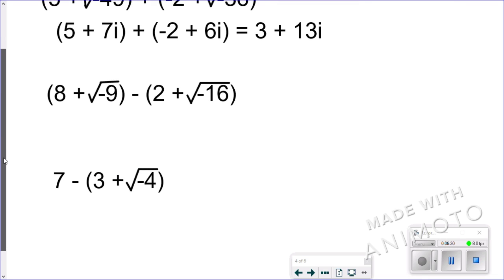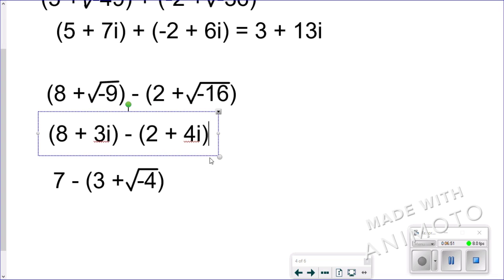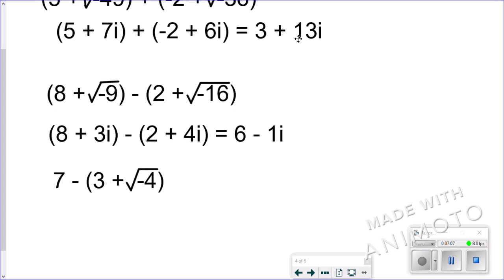So here with subtraction, just like adding, you subtract like terms. We do have to simplify it first, and this will go to 8 plus 3i. Square root of -9 is 3i, because take the i out, square root of 9 is 3. And then we have -2 plus 4i. And then again, subtract like terms. So we have 8 minus 2, which is 6. And then we have 3i minus 4i, which is -1i, or just -i. So 6 minus 1i, again, it's in a plus bi form. So we're good.